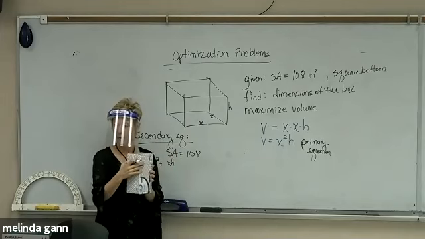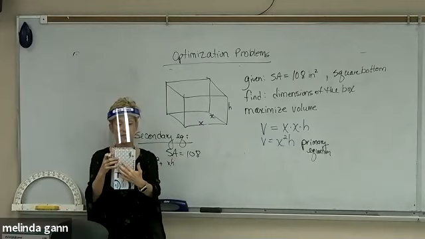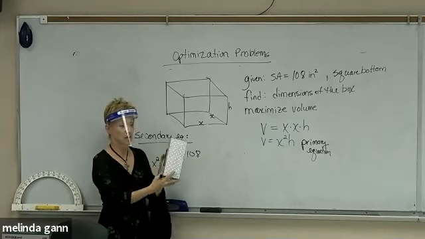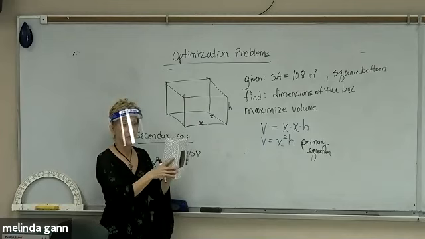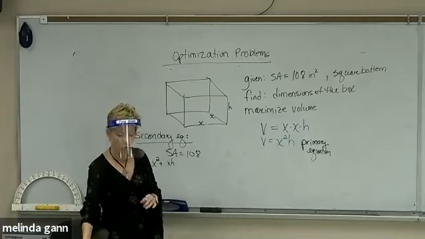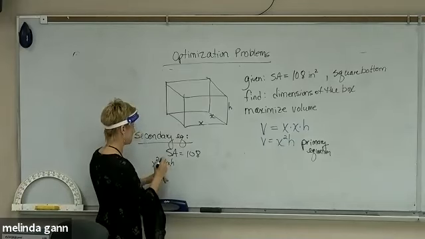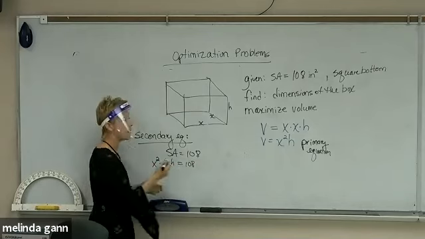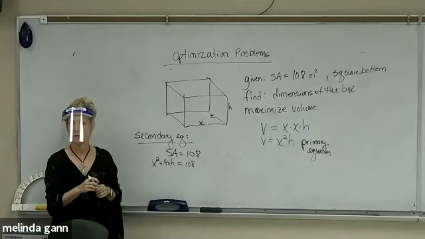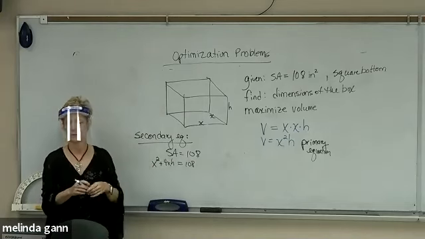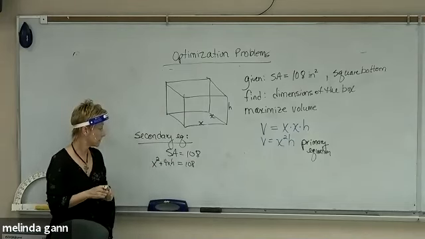Now, because the bottom's a square, what's going to be the area of all of these sides? xh. Another what? xh. Another what? xh. How many of them do I have? 4 of them. Now, what if my box had a top? What would be the difference? I'd have 2 of these x squares, but I only have 1 because I don't have a top on it.